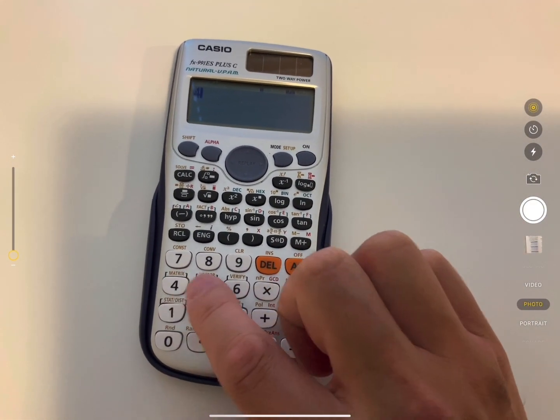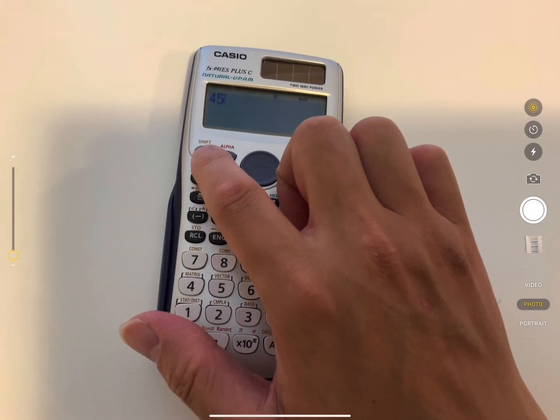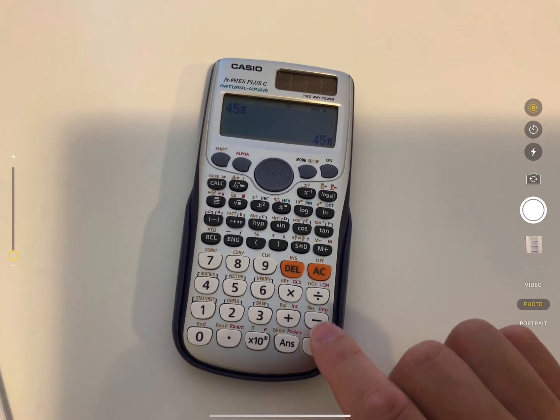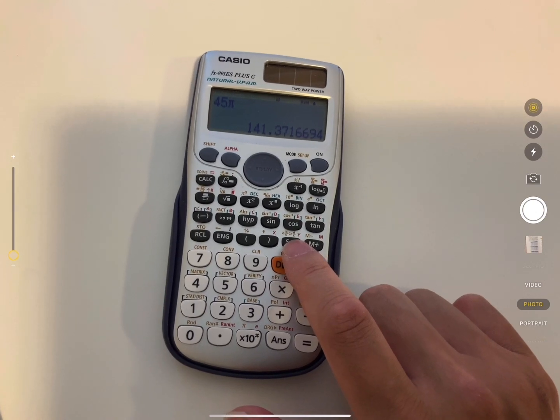So we just go 45, and then the pi button is the yellow one right here. So we need to first press shift in order to get to the yellow button, and then press that. So equals 45 pi, and then press that to change into decimals. That's why it's 141.37.